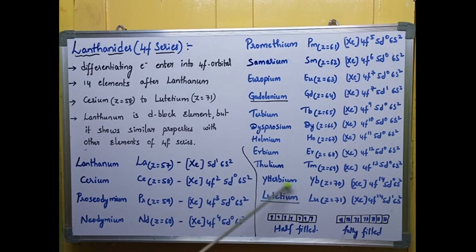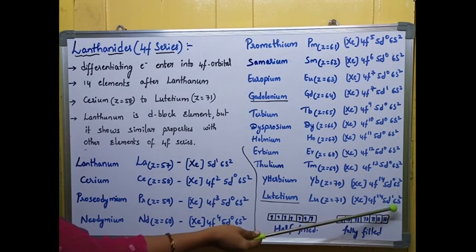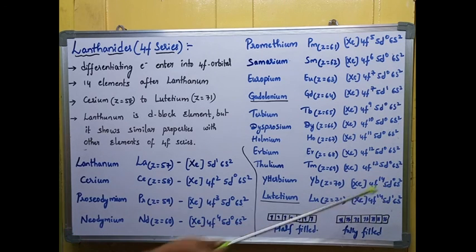Okay, so lutetium is having 71 atomic number. So xenon 4f14 5d1 6s2. One electron from 4f will enter into 5d in order to get a completely filled 4f configuration. So half filled, completely filled or empty orbitals are more stable because of their equal energy.